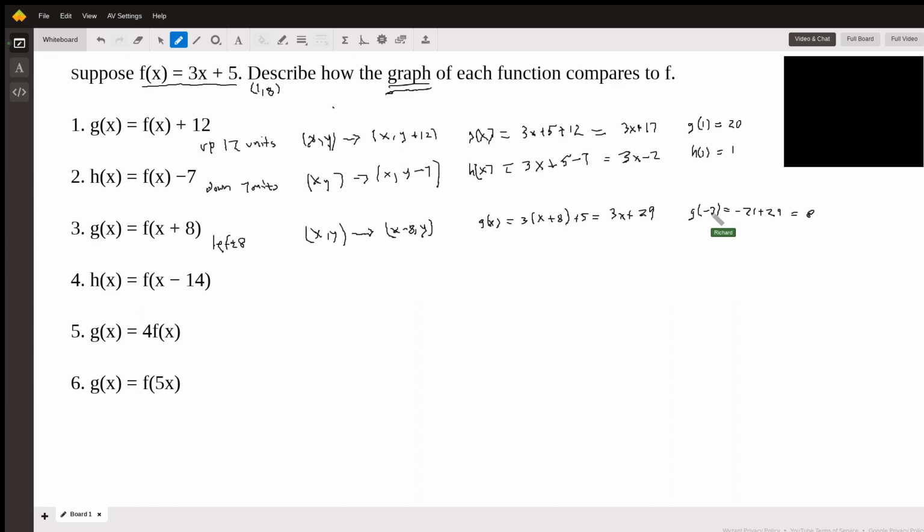When you plug negative 7 into here, because we tested 1, but we're going to plug negative 7 in, g of negative 7, you get 8. So you can see the y's don't change, and x moved left 8, went down 8, from 1 down to negative 7. Okay. Here we're going to go right 14.